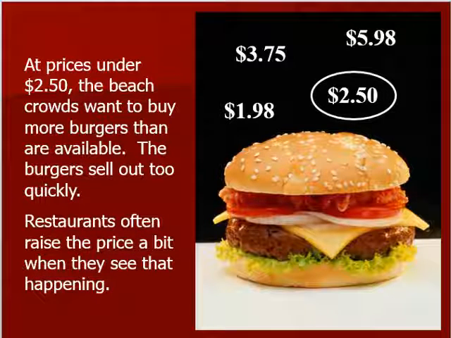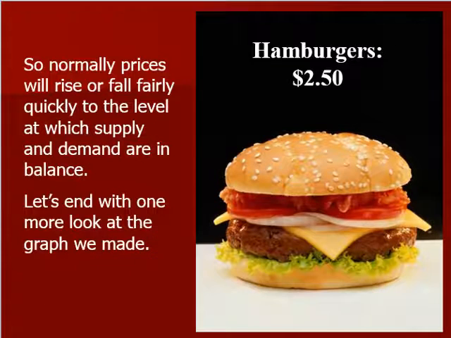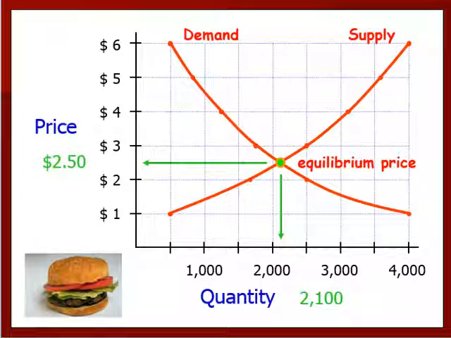However, if the prices are under $2.50, you're going to have people buying more burgers, and they're going to sell out too quickly. So the restaurants will often raise the prices a bit when they see that the demand is starting to go up because their prices are a bit too low. Normally, prices rise and fall quickly to the level at which supply and demand are in balance. So if we want to end this specific section, we can look at the graph that we made. It's so pretty.